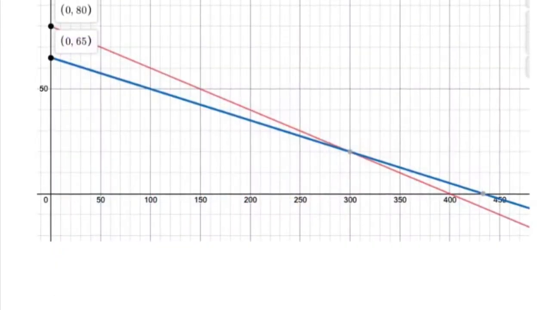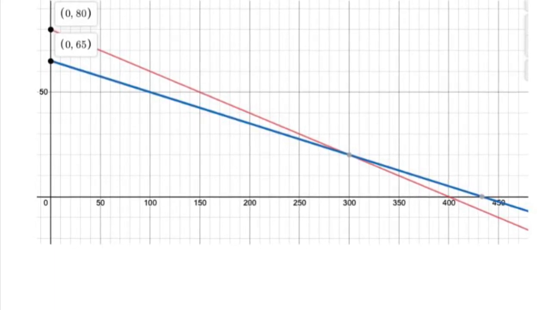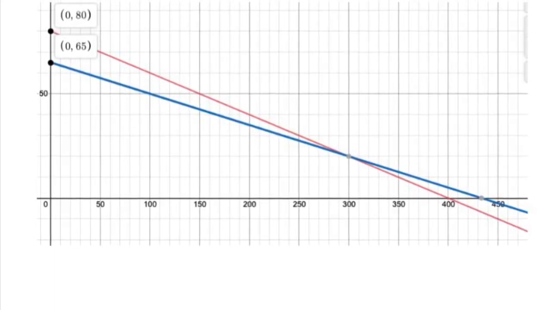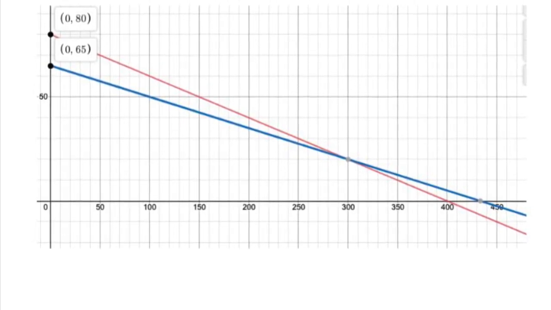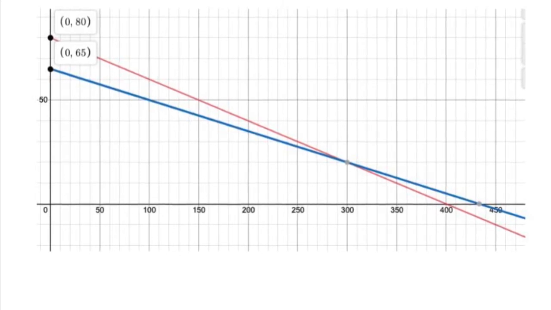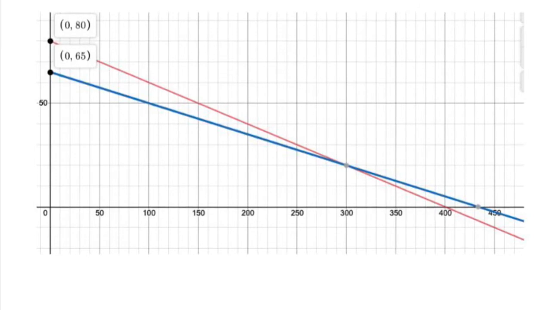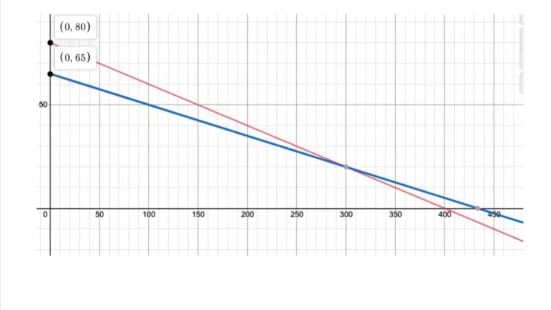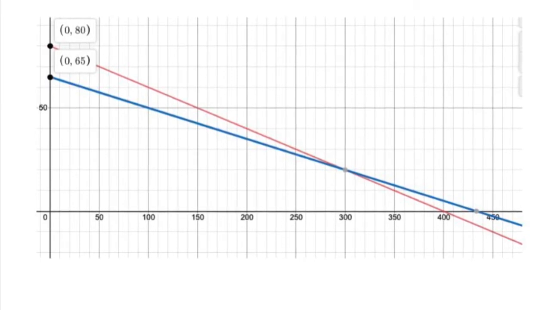So I've made the two graphs on Desmos, and I hope you have too. What I want you to notice is something that is different: their initial values are different. The red graph starts at 80 and the blue graph starts at 65. Something that is the same, though, is that both of those graphs are decreasing. That means both of the gas tanks are losing fuel, or losing gas, as they drive.